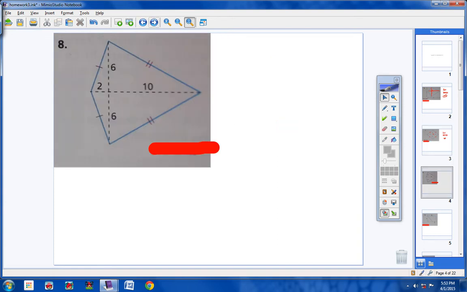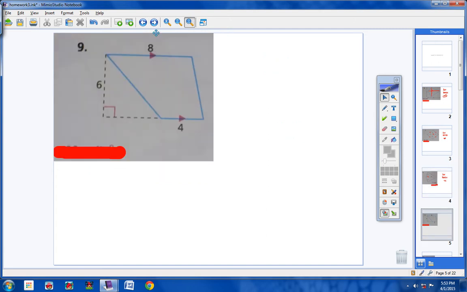Alright, number 8, we know it's a kite. We know that because it's a quadrilateral in which these two adjacent sides are congruent, and these two adjacent sides here are congruent, yet all 4 sides are not congruent. Anytime you have a kite, your diagonals will always be perpendicular, so you use this formula. One diagonal is 12, 2 plus 10, and the other diagonal is 12, 2 plus 10. So your answer is 1/2 times 12 times 12, 72 square units.